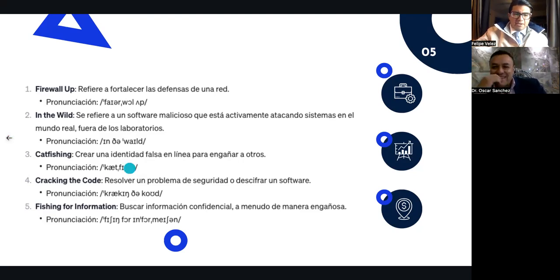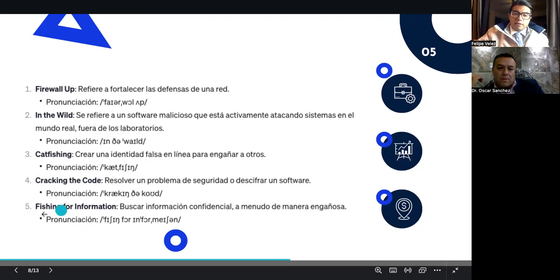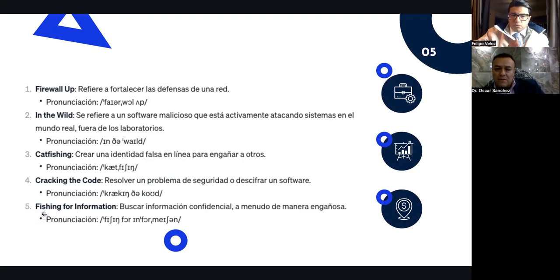Again, cracking the code. What is cracking the code? To solve a dilemma, to solve a security software problem. So again, pronunciation: cracking the code. To solve a problem of security. How do you say descifrar in English? Decipher. Decipher. Right.